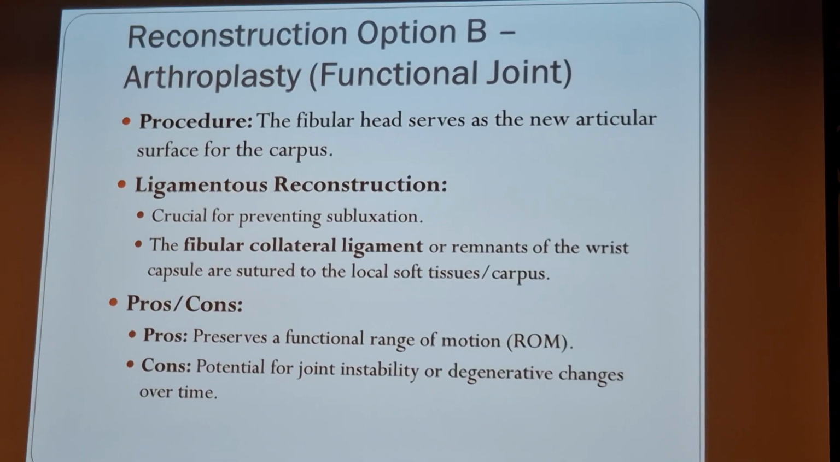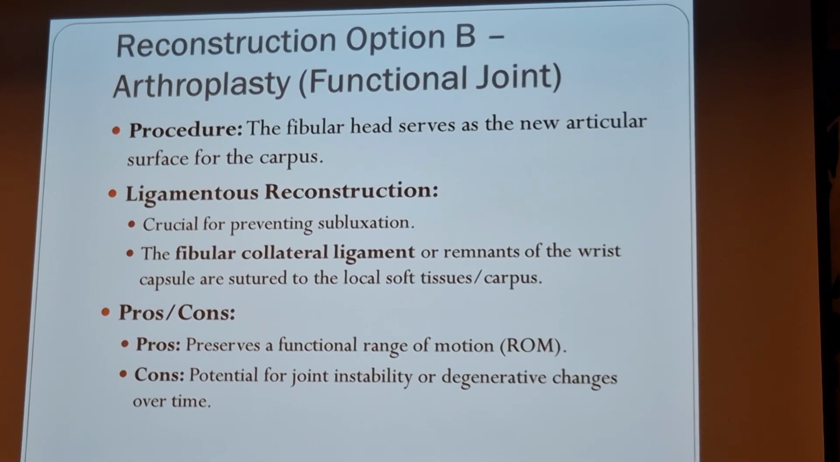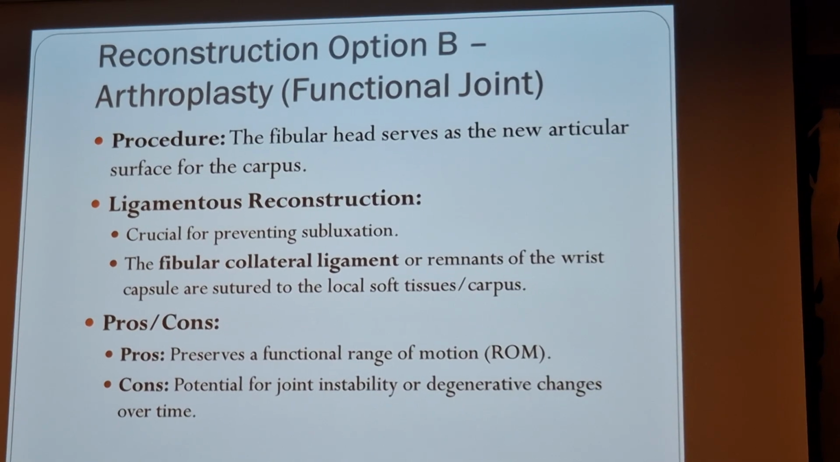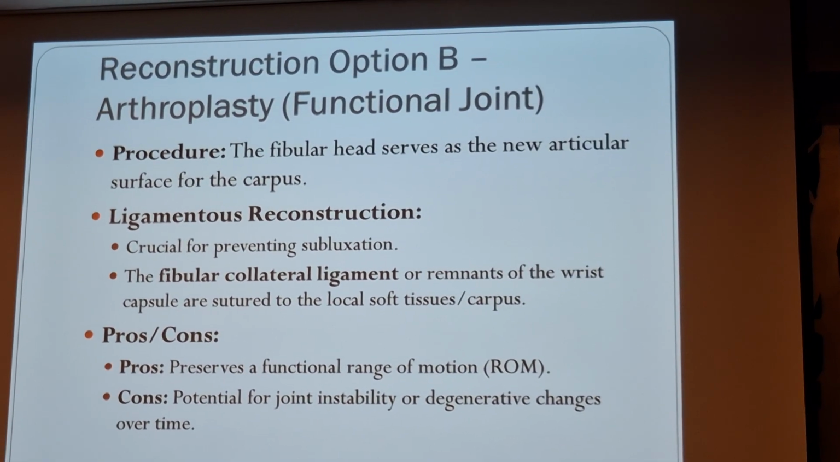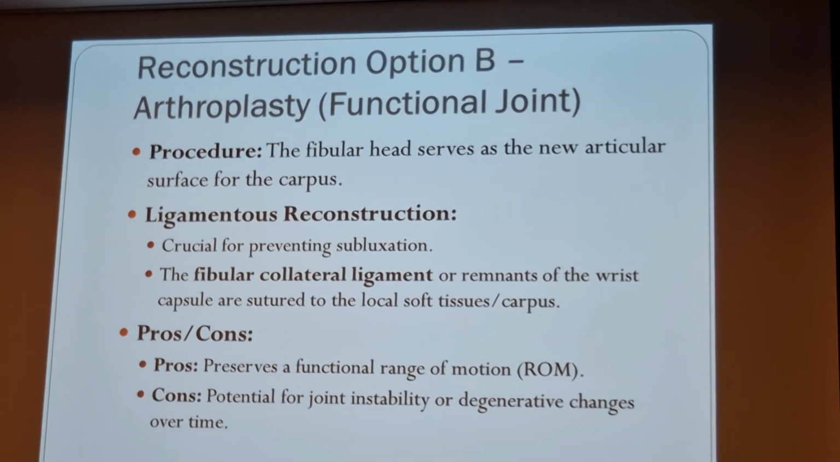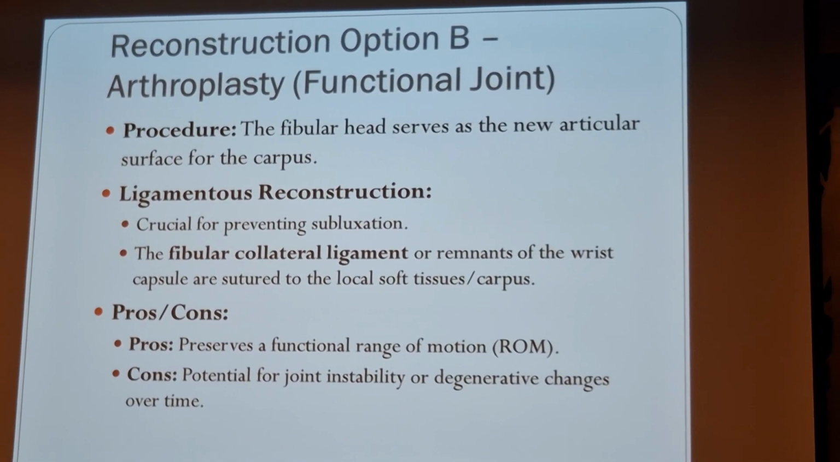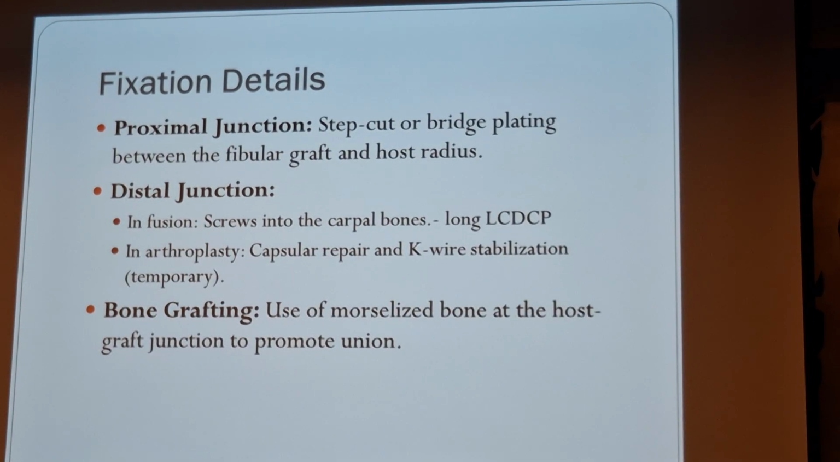In reconstruction using arthroplasty, the fibula head serves as the new articular surface of the radius. Ligamentous reconstruction is done. The advantage is that it preserves a functional range of motion, but the disadvantage is potential joint instability and degenerative changes over time.